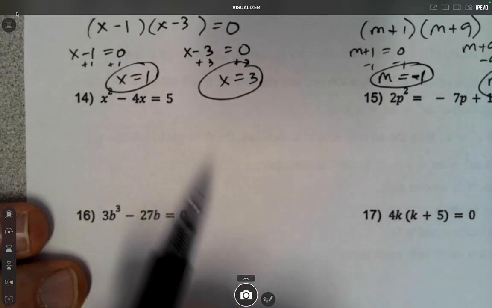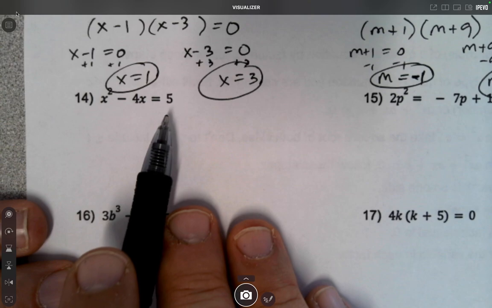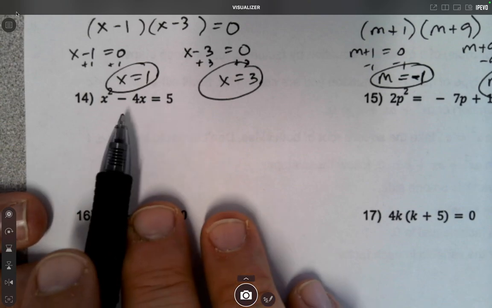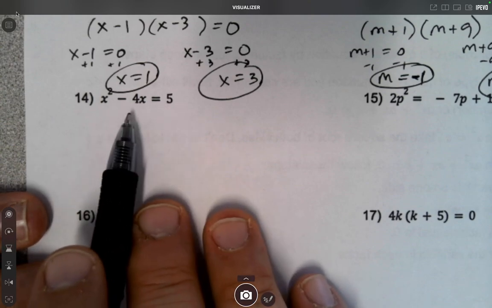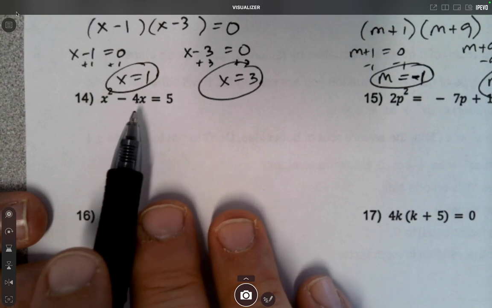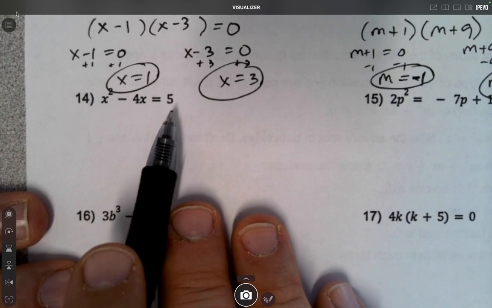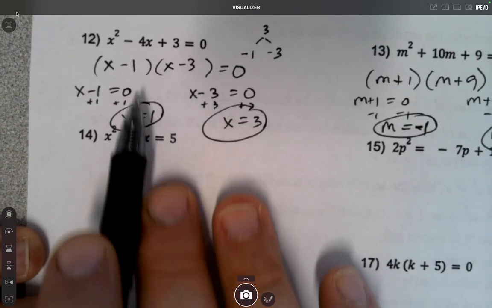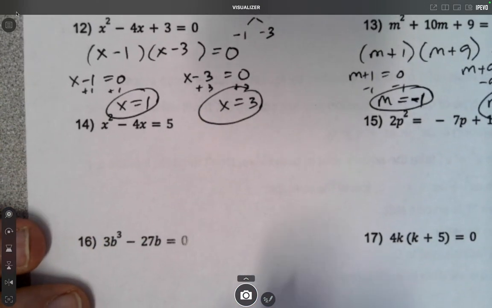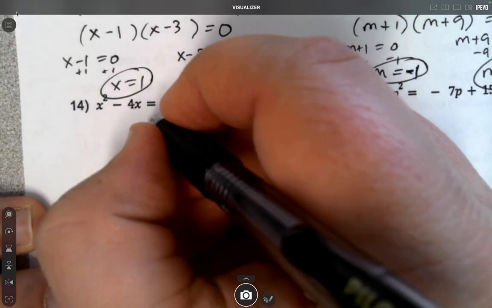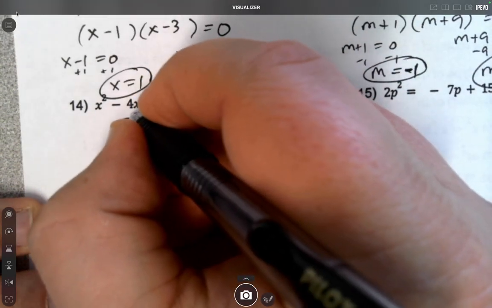So on number 14, this is where that important step of making sure you're equal to 0 first comes in. Because if you factor this, it's not that this can't be factored, it's that you cannot then set the factors equal to 0, because these aren't equal to 0, they're equal to 5. And that doesn't work. This method only works when you're equal to 0. So my first step in 14 is actually to subtract 5 from both sides.